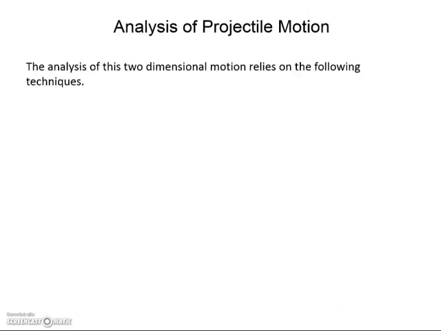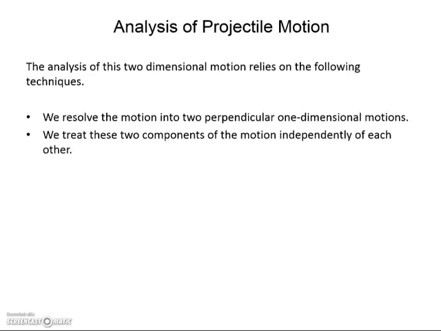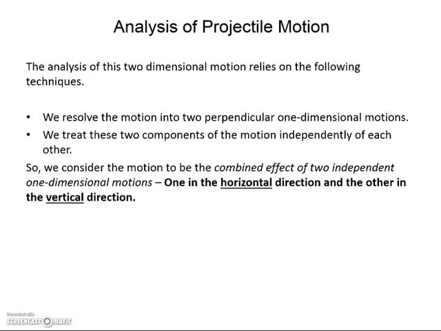So when we analyze projectile motion, it relies on the following techniques. We have to resolve the motion into two perpendicular one-dimensional motions. That sounds really complicated, but what it actually means is that when something undergoes projectile motion and it goes up and across all the way up, and then it goes up and across all the way down, it's actually doing two things. It's going up a bit and it's going across a bit each time it moves. So we need to treat these two components of motion independently of each other.